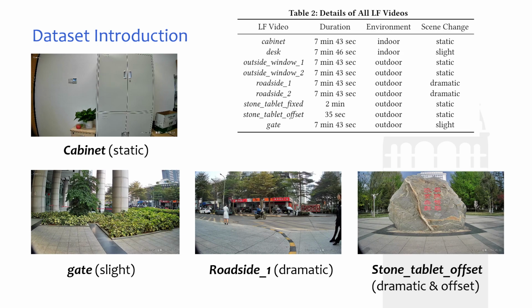Then we see the sequence gate. Except for the change of the distant background, the foreground is basically unchanged, so we define it as slide. In the dramatic section roadside 1, the video content is a busy road. Many pedestrians and vehicles are moving, and some people even directly overlap all cameras when they walk through.